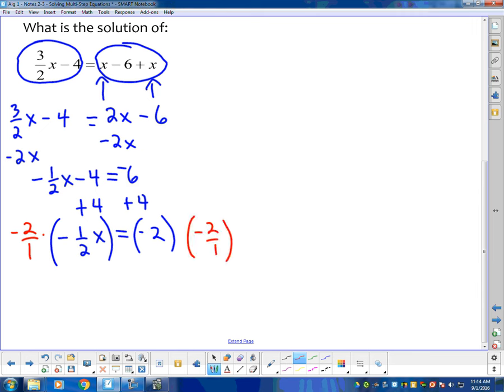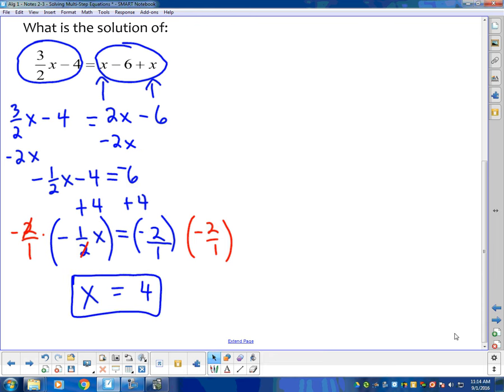You can see here that these two fractions will cancel out to equal 1, leaving me with just x. And then over here, if I multiply straight across, if you'd like, you can put a 1 underneath the 2. Negative 2 times negative 2 is 4, and so I get x equals 4 as my solution. All right, that's it for today.